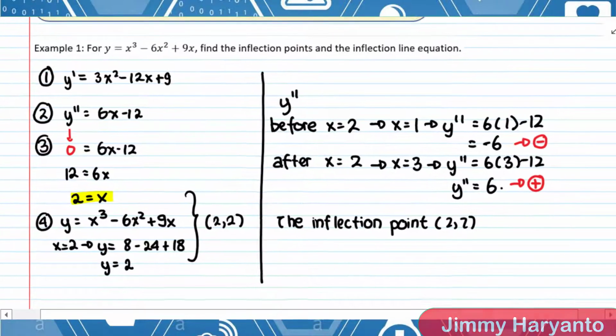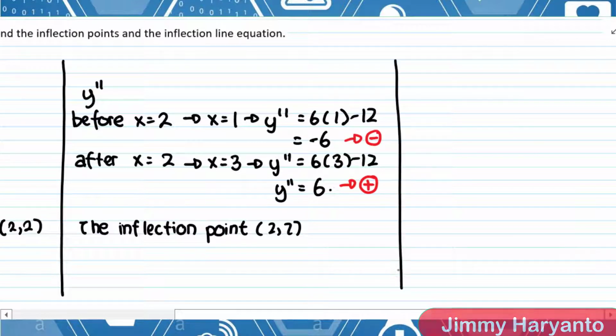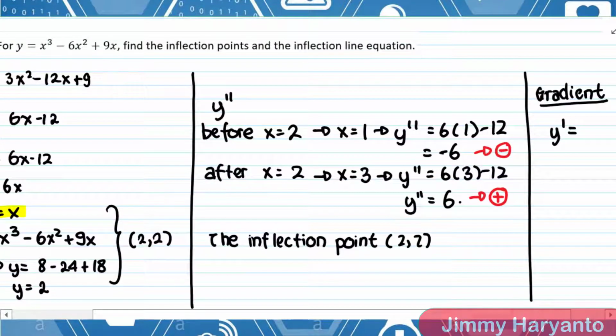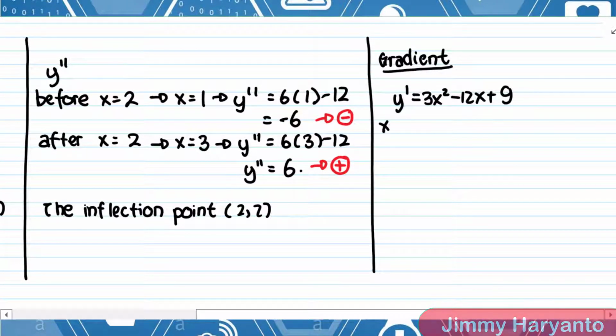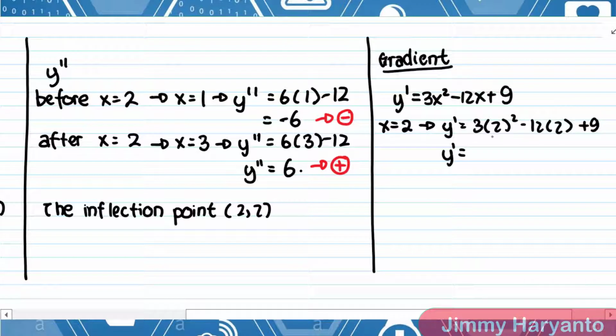Next is the inflection line equation. To find the equation, of course, you have to find the gradient of the line. To find the gradient of the line, you have to put the x into the y-axis. Y-axis will be 3x squared minus 12x plus 9, yeah. So the value of x is x equals 2. When x equals 2, the value will be 3 times 2 squared minus 12 times 2 plus 9. So the answer will be 12 minus 24, negative 12, negative 3, yeah. And this is the gradient.